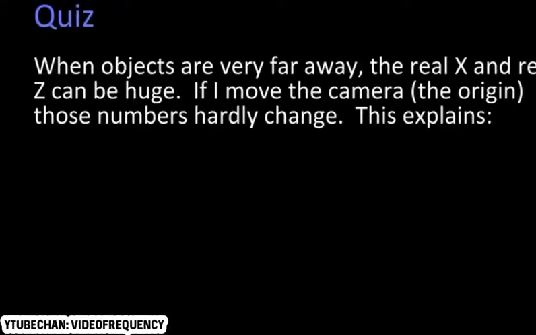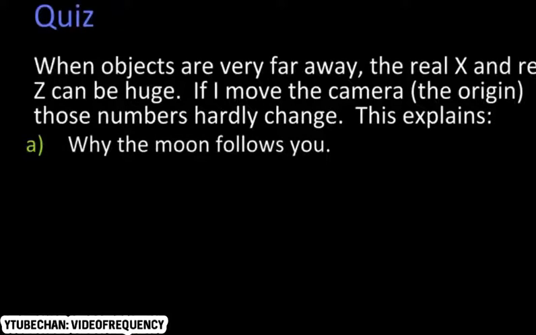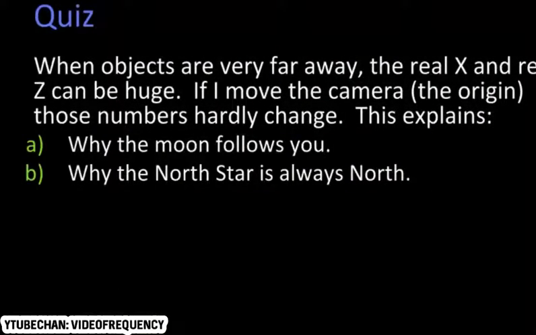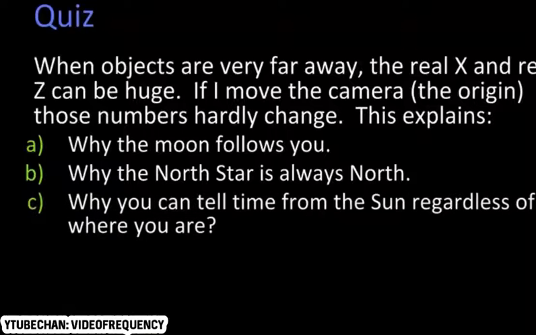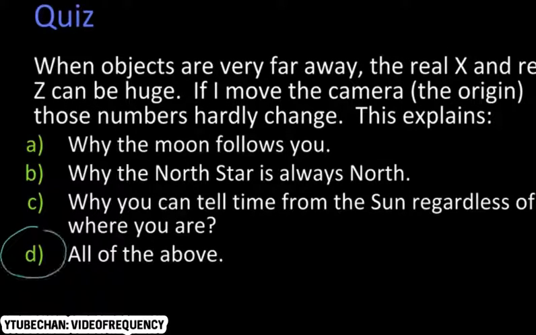So this explains which of the following. A, why the moon follows you. I hope the moon does follow you. It follows me, but maybe I'm special. B, why the North Star is always north. C, why you can tell the time from the sun regardless of where you are. And D, all of the above. Well, the answer here is clearly D.